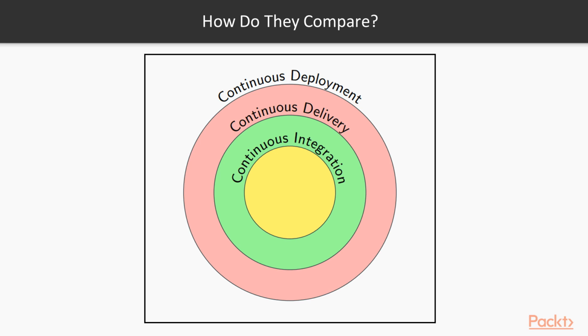These concepts are closely related and can be conceptually represented with nested circles. The starting point is continuous integration. This is the base of the other two processes. In other words, a software team cannot do continuous delivery if it doesn't implement continuous integration first. The same stands for continuous deployment. A team first needs to implement continuous delivery and can then move to continuous deployment. As you can see, this is a gradual journey. You can't just start with continuous deployment.